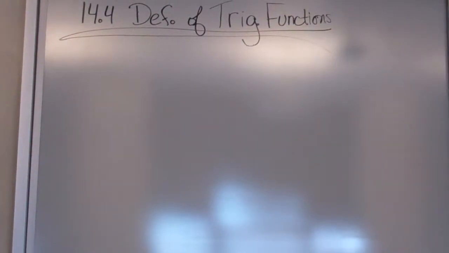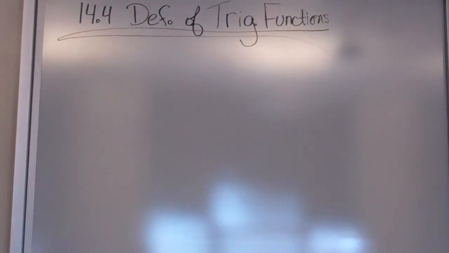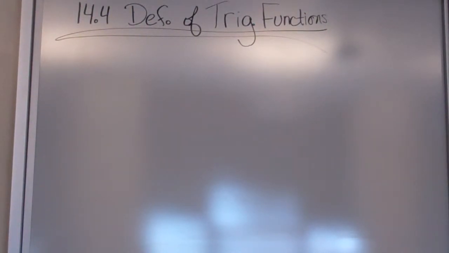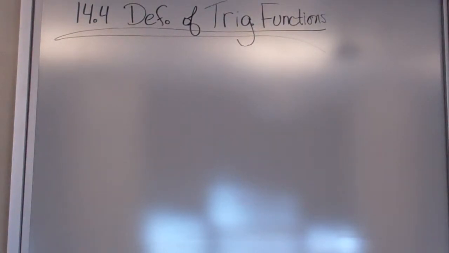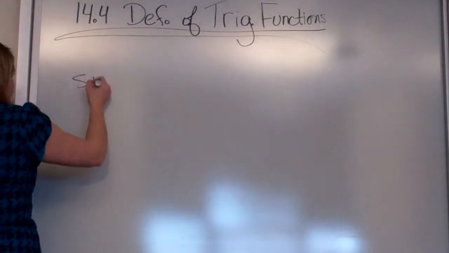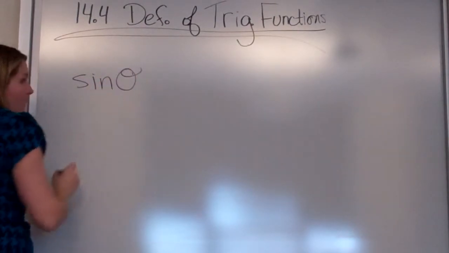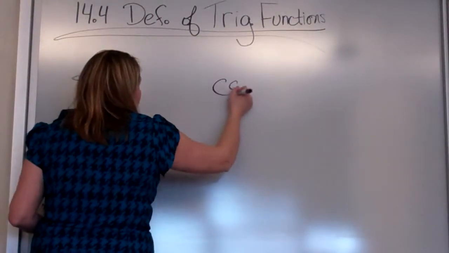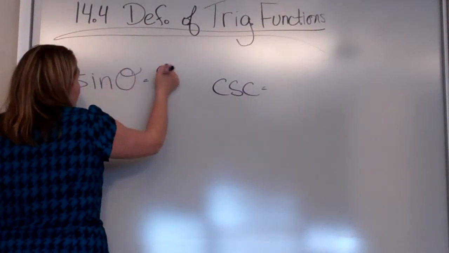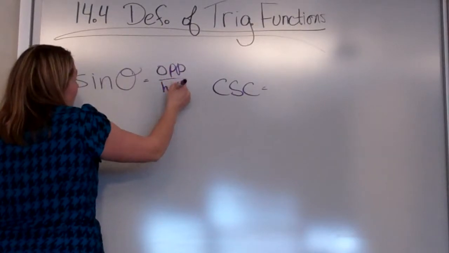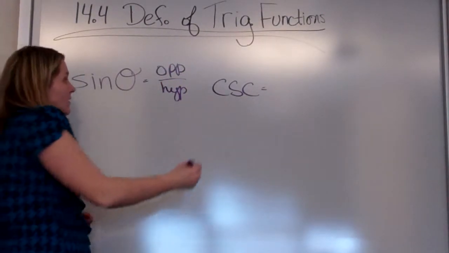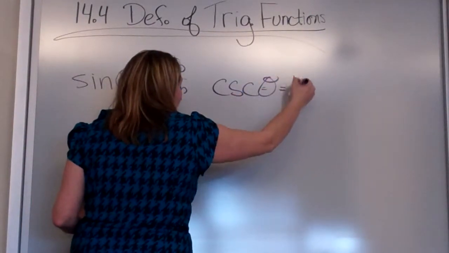Point 4, definitions of trig functions. Yesterday we talked about sine, cosine, tangent, cosecant, secant, and cotangent. And we talked about how sine was related to what? Cosecant, okay? Because sine is really opposite over hypotenuse, but cosecant is hypotenuse over opposite.